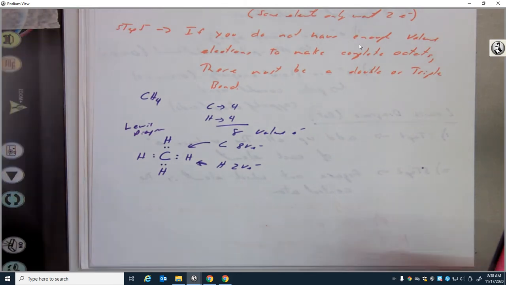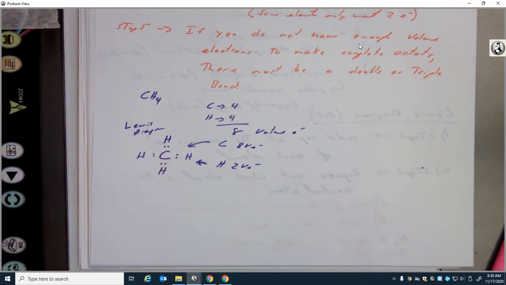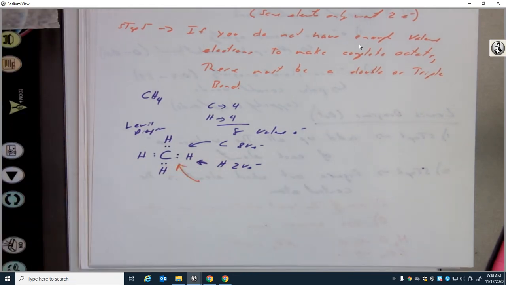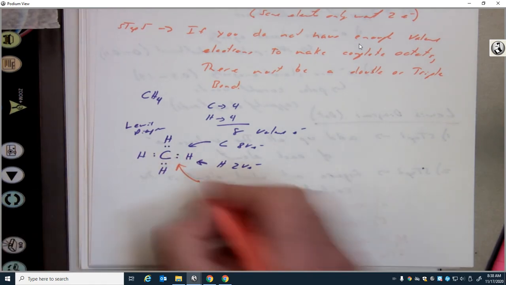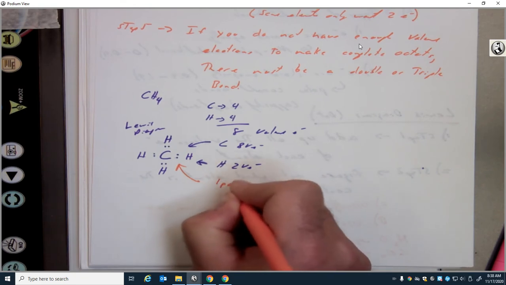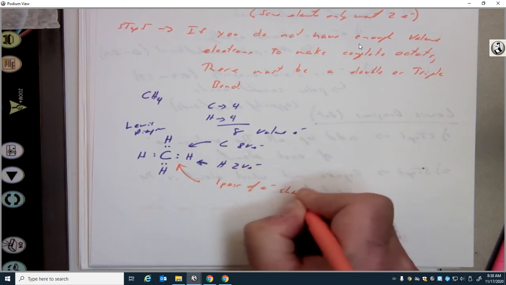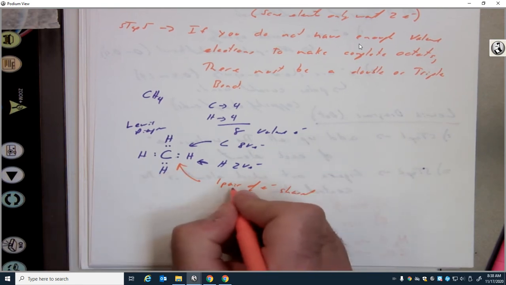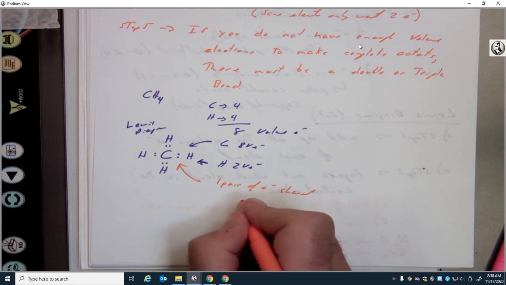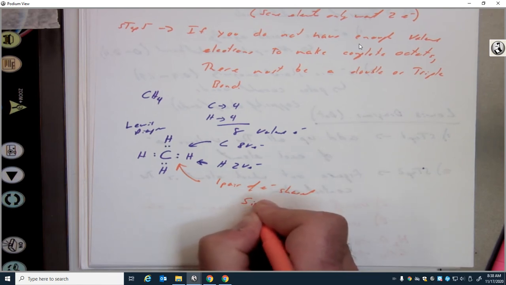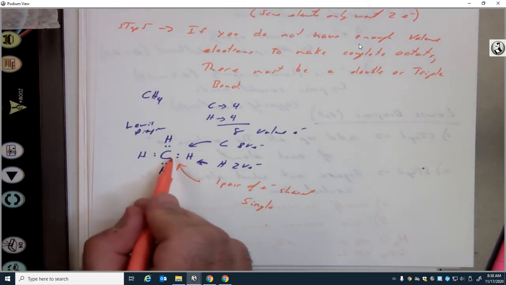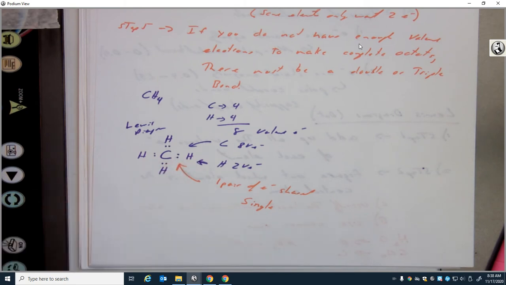Let's see if we can name this bond. We have 2 nonmetals, so it's a covalent bond. Okay, so let's name the specific bond. Well, we're sharing 1 pair of electrons. If we have 1 pair of electrons, that tells us that it is a single bond. Now, the question, are these electrons being shared equally or unequally?